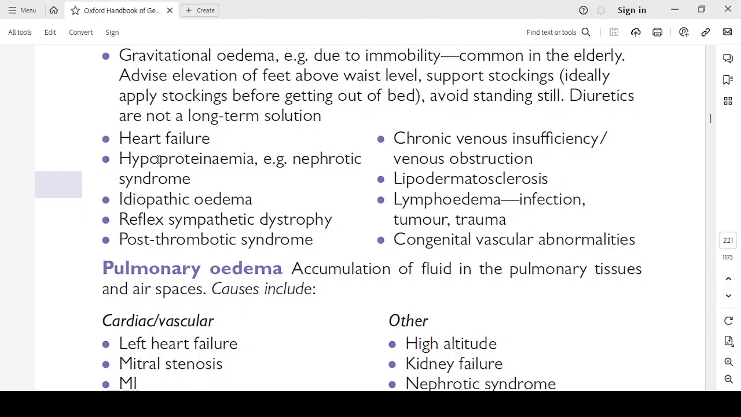Other causes of edema: heart failure, hypoproteinemia, nephrotic syndrome, idiopathic edema, reflex sympathetic dystrophy, post-thrombotic syndrome, chronic venous insufficiency or venous obstruction, lipodermatosclerosis, lymphedema, infection, tumor, trauma, congenital vascular anomalies.